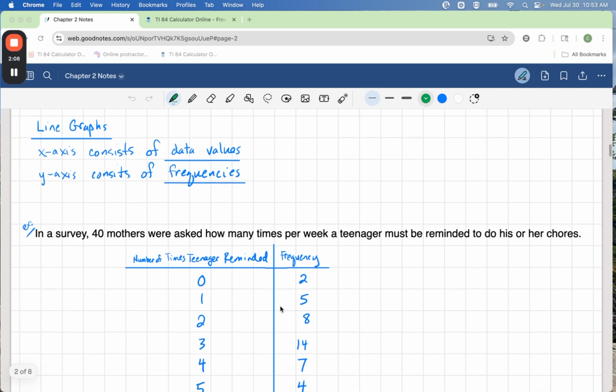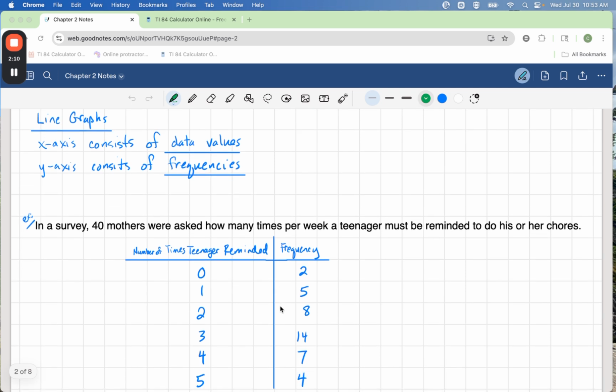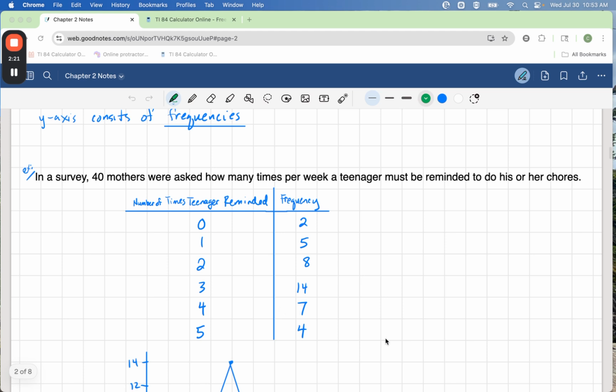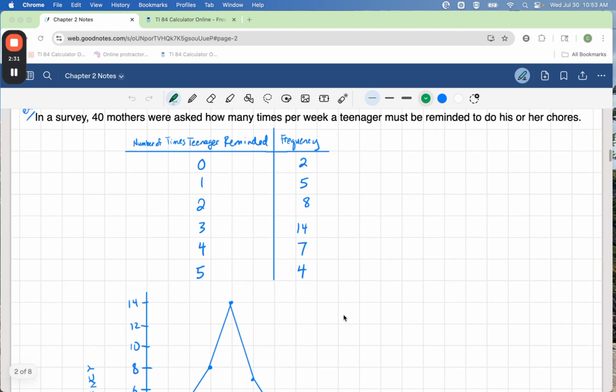Line graphs. So for a line graph, the x-axis consists of data values, and the y-axis consists of frequencies. Here we're going to do an example. In a survey, 40 mothers were asked how many times per week a teenager must be reminded to do his or her chores. So number of times a teenager is reminded: 0 times, frequency 2. One time, 5 different mothers said they had to remind their kids 1 time, and so on.